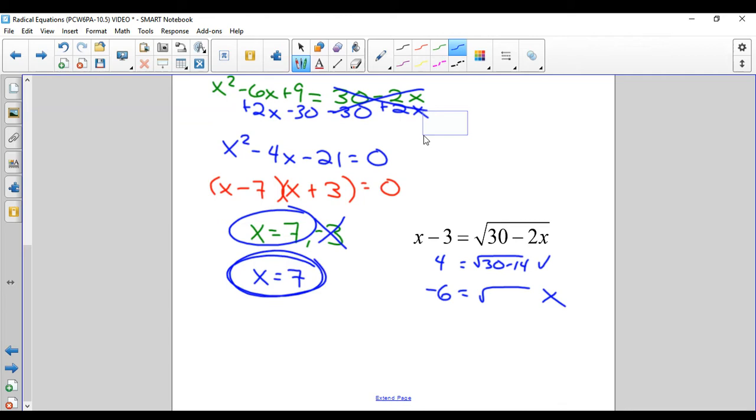So we're starting to see answers that do not work. So double check your solutions. That is level 3.